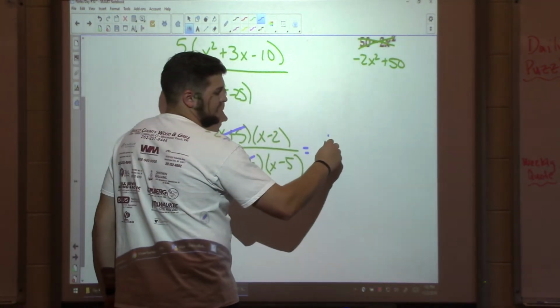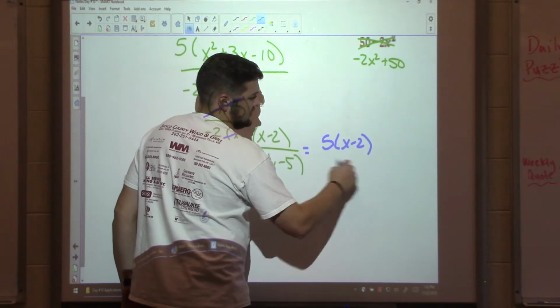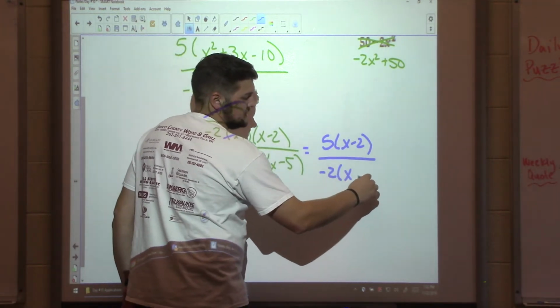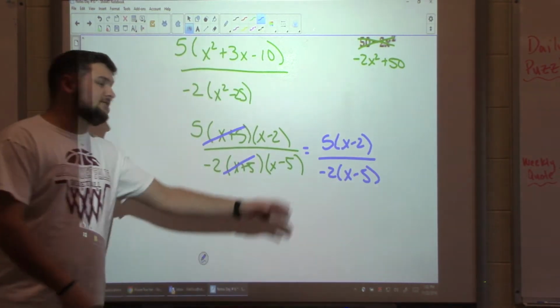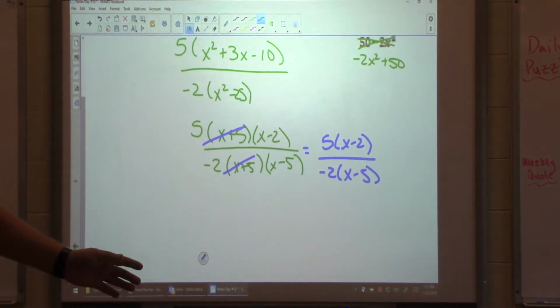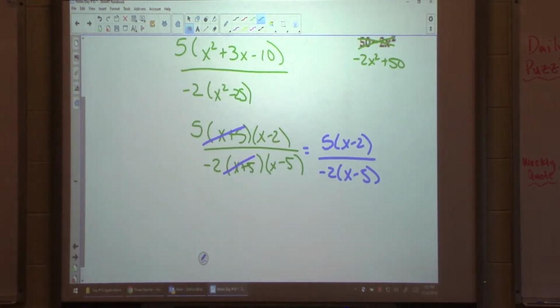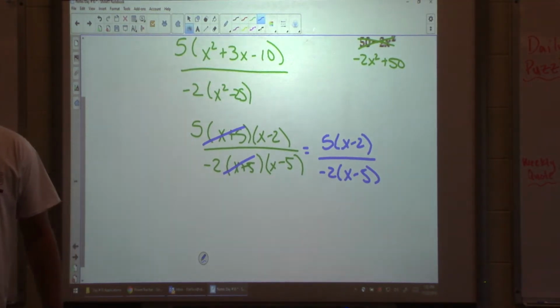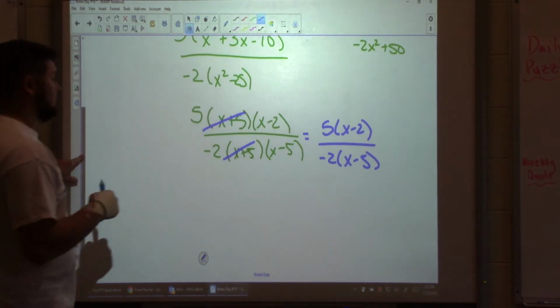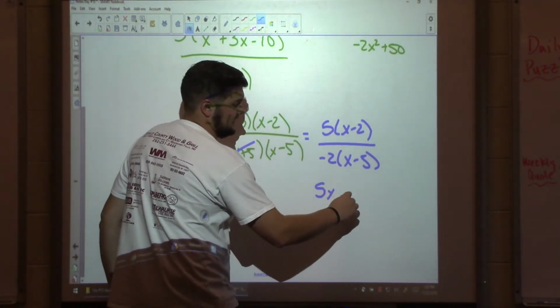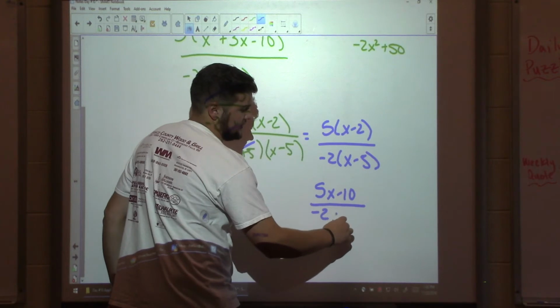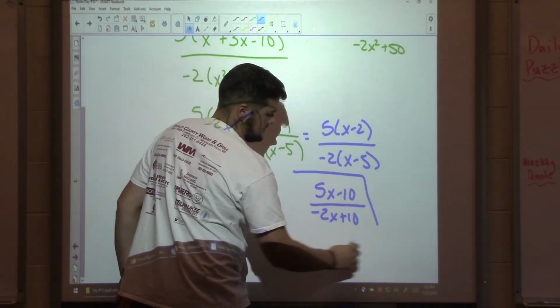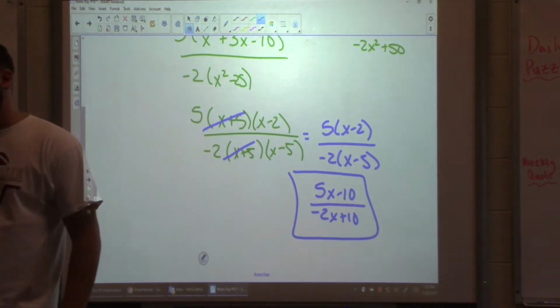So, rewrite it 5 times x minus 2 over -2 times x minus 5. Is that a viable answer? Is that a good answer on a test? Yes. Yes, that is okay. Now, do you have to leave it like that? No. No, you can distribute it. I prefer if you distribute it. I prefer to distribute it myself, but you do not have to. Alright? So 5x minus 10 over -2x plus 10. And that's our final answer.